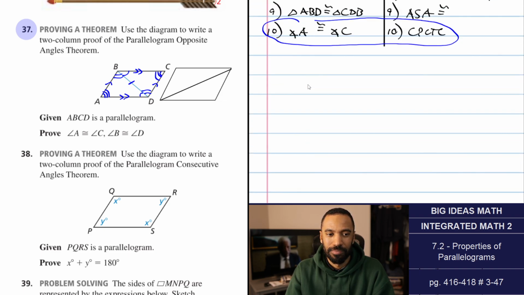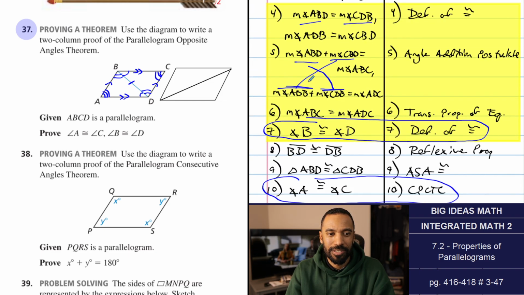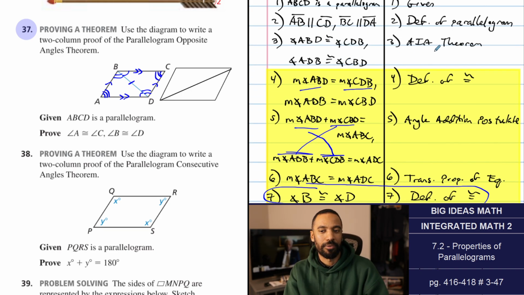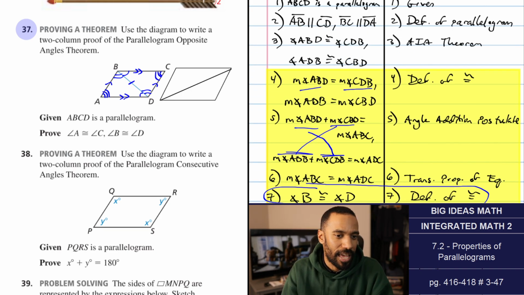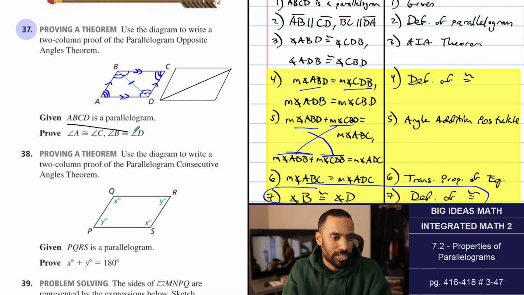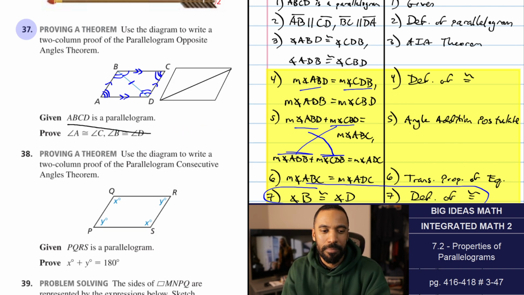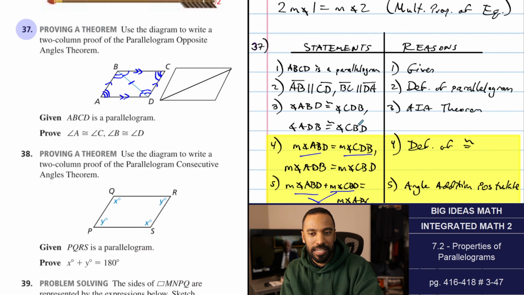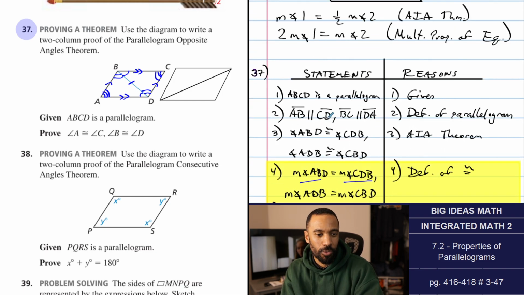So, you know what the problem is? I probably should have done that. Okay, time out. I probably should have done that. Notice they never said BD is a diagonal. They just said this is a parallelogram. So I'm missing this: draw BD as a diagonal. Okay, my proof's a little wonky then.